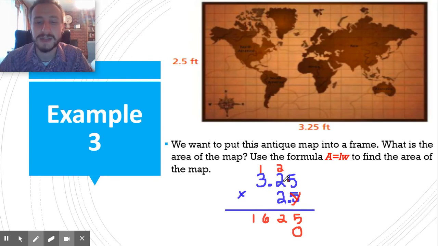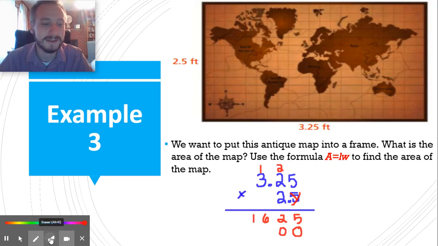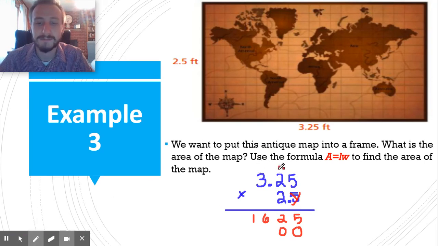What's 2 times 5? 10. So we write a 0 here and a 1 up top. Let me erase that so it's not in the way. There we go. So we write a 1 up top. What's 2 times 2? 4. And then you add 1, which is 5. What's 2 times 3? 6.